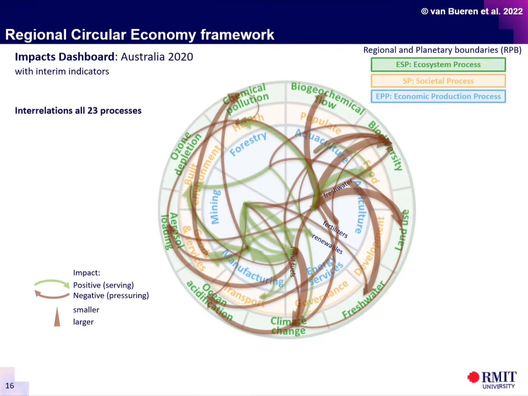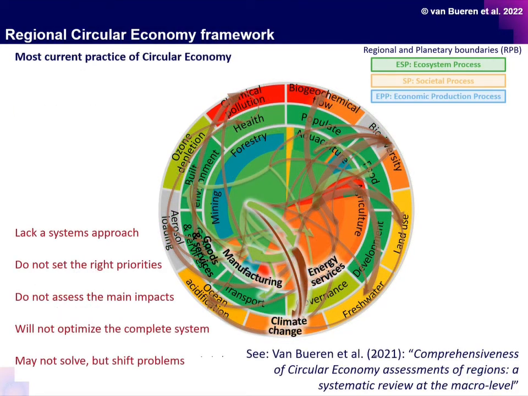The impacts dashboard creates many insights on all 23 processes, and it offers better informed decision making on how technologies and policies can improve it all. This reduces problem shifting with insights of any trade-off. And this is very much needed.